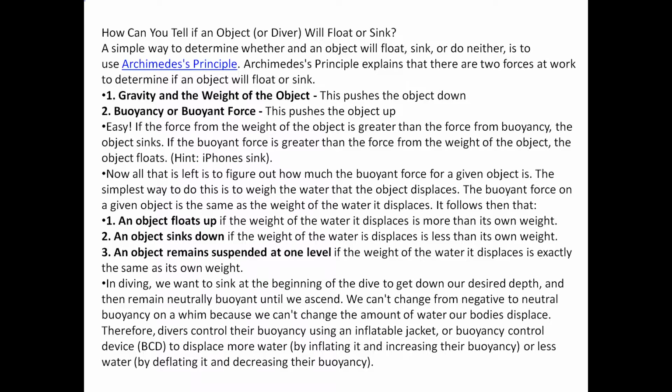We can't change from negative to neutral buoyancy on a whim because we can't change the amount of water our bodies displace. Therefore, divers control their buoyancy using an inflatable jacket or a buoyancy control device, again, a BCD, to displace more water, either by inflating it and increasing their buoyancy, or less water by deflating it and decreasing their buoyancy.